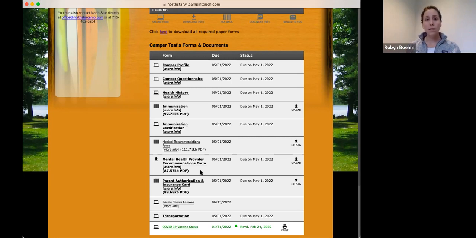So those are the camp forms when it comes to the health center. If there are questions, feel free to reach out to us at any point in time.